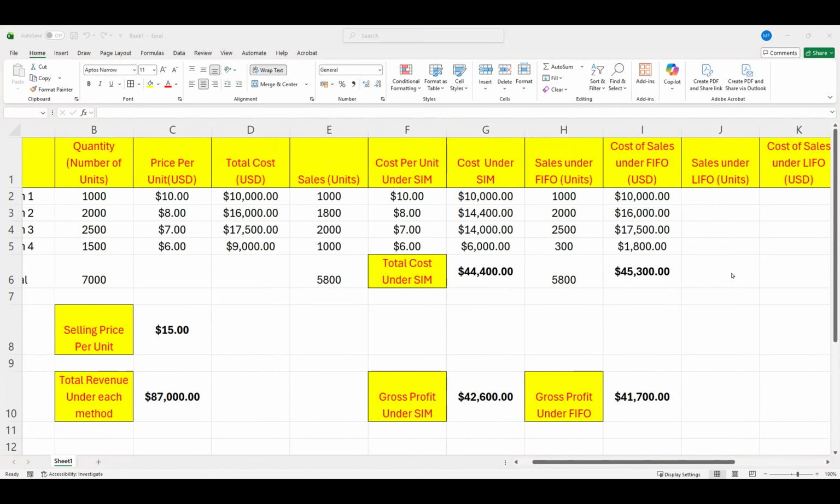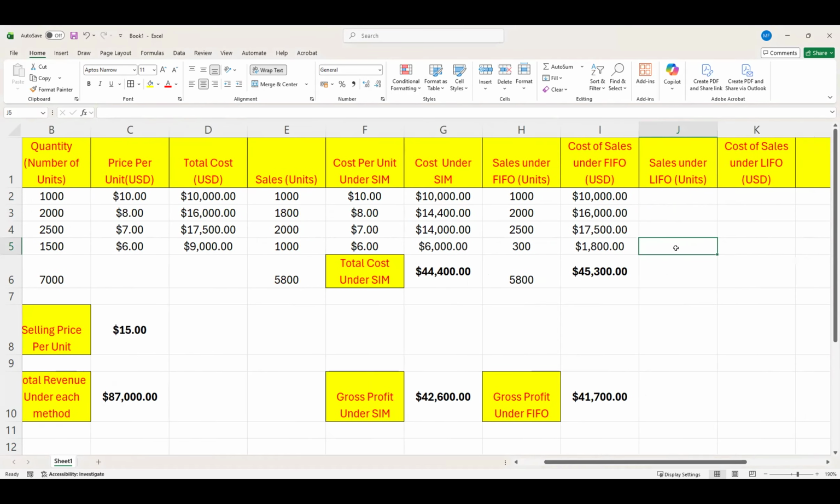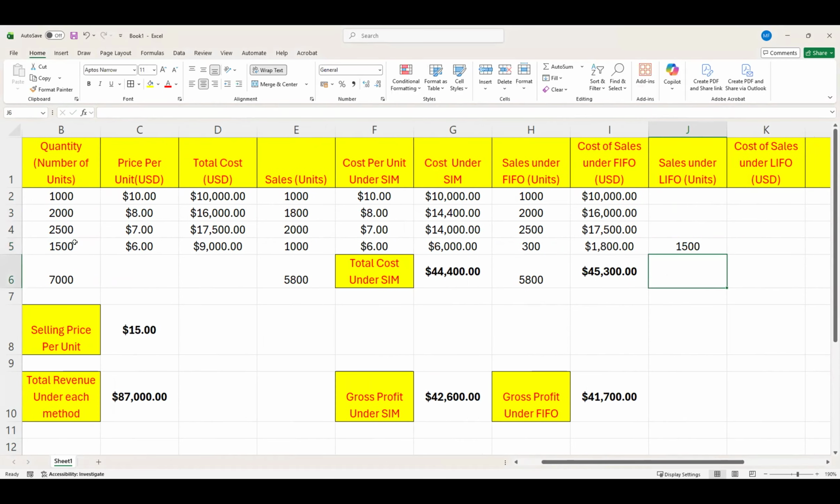Think about it. Let's start with batch 4, because this is the last batch. Batch 4 will be assumed to be sold completely. Agreed? Correct. Last batch to batch 1. So for batch 4, it will be the same 1500, right? What about the next one? 2500 again. Correct. What about the next one?